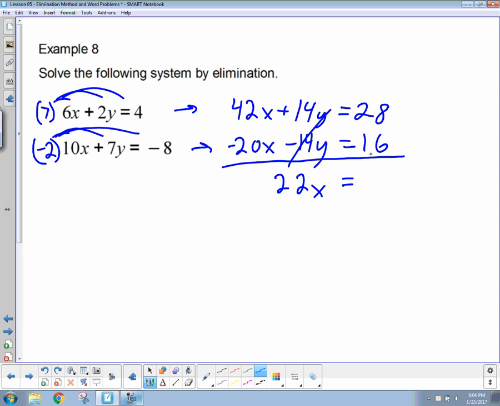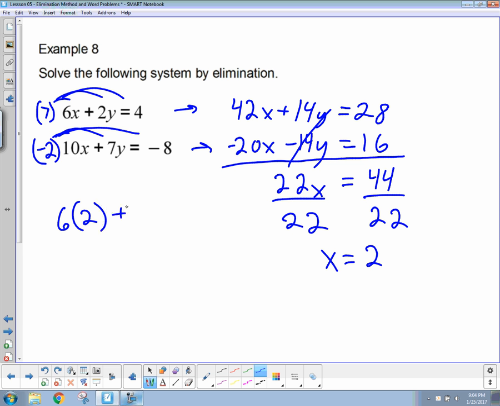Divide by 22. X equals 2. Plug that back in. I'm going to use the top one. I'm almost out of breath. 6 times 2 is 12 there. 2y equals 4. Again, keep everything nice and neat. You may need a notebook paper or a big piece of the table. Subtract 12.